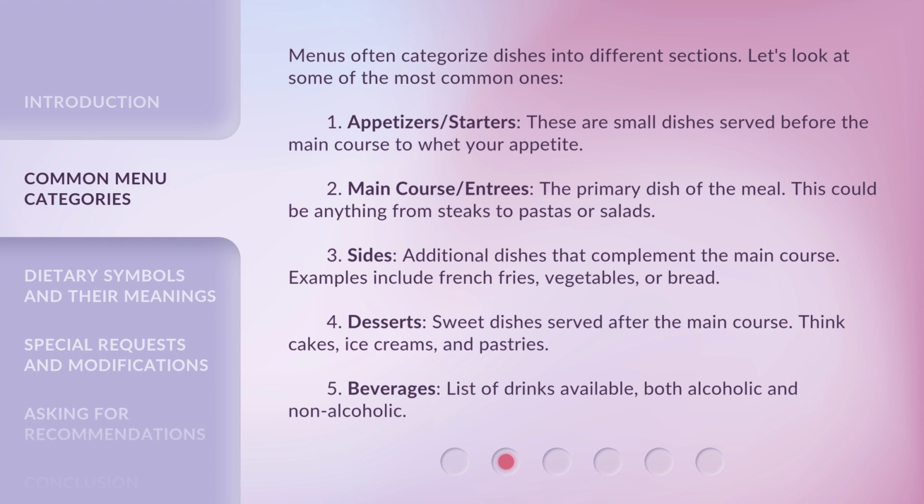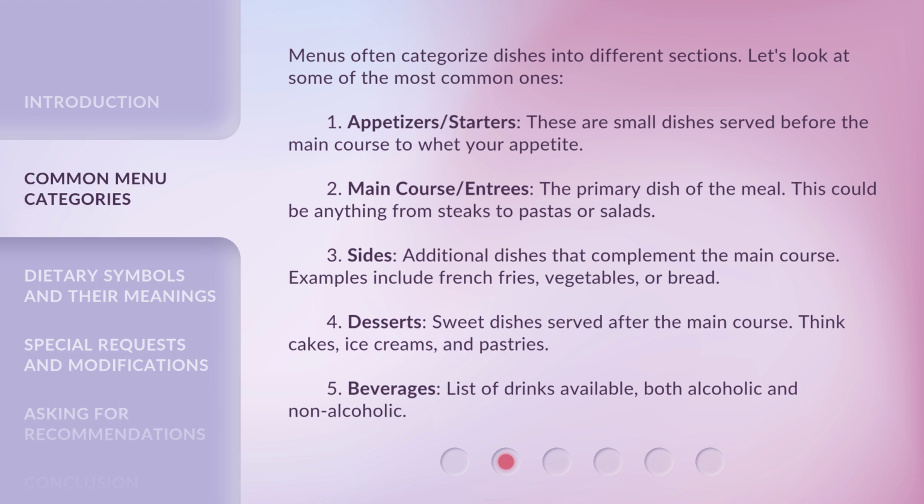Menus often categorize dishes into different sections. Let's look at some of the most common ones. 1. Appetizers, starters. These are small dishes served before the main course to whet your appetite. 2. Main course, entrees. The primary dish of the meal. This could be anything from steaks to pastas or salads.